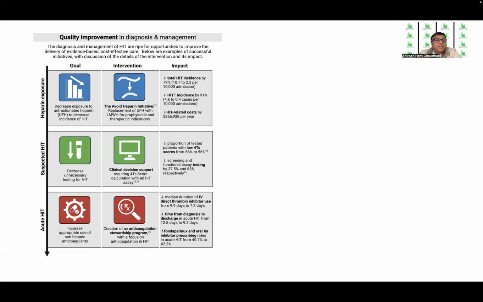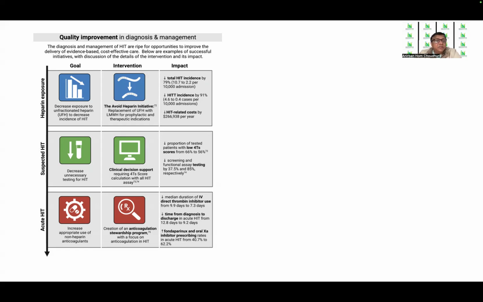Again, with suspected HIT, it is necessary to decrease unnecessary testing for HIT, with clinical decision support requiring 4Ts score calculation with all HIT assays. And again, with this, the impact has been that there has been a reduced proportion of tested patients with low 4Ts score from 66 to 56%, and screening and functional assay testing by 37 and 85%.